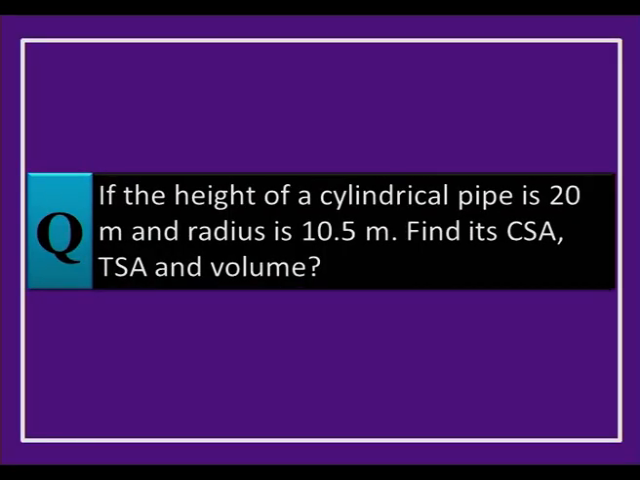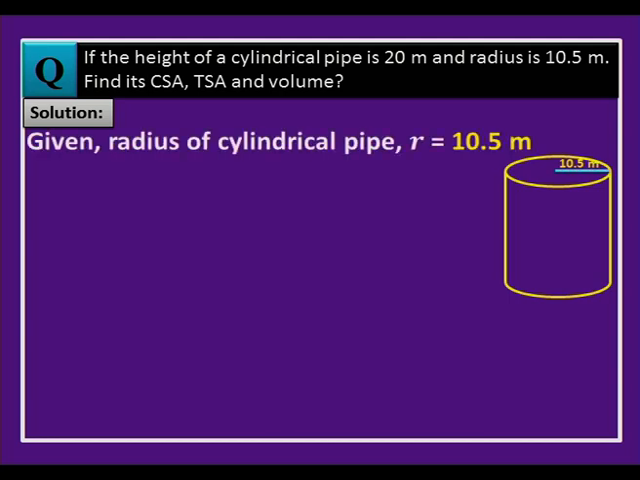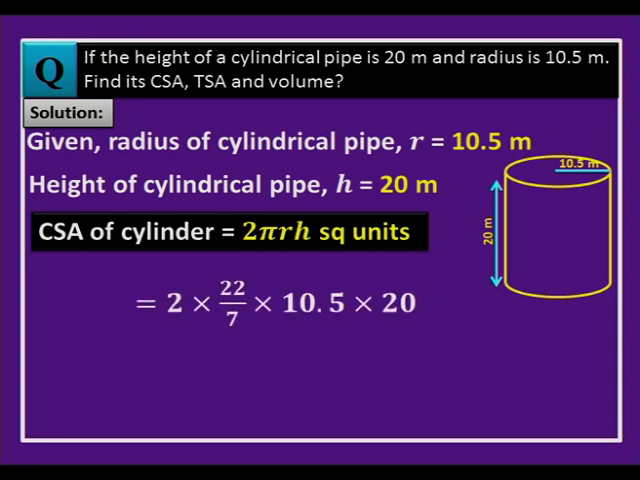If the height of a cylindrical pipe is 20 meters and the radius is 10.5 meters, find its CSA, TSA and volume. Let us start with the solution. So, what is given, children? Yes, the radius of the cylinder is 10.5 meters and the height is 20 meters. So, CSA of a cylinder is given by 2 pi r h square units. Let us substitute the values of r and h. So, 2 into pi, which is 22 by 7, into 10.5 into 20.